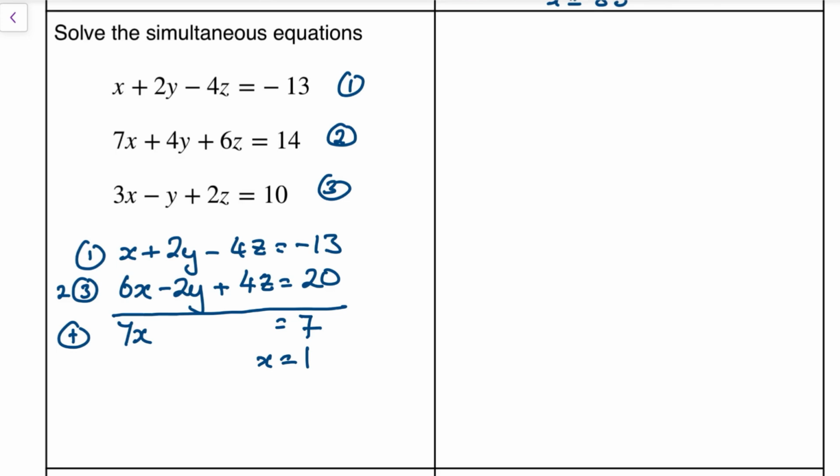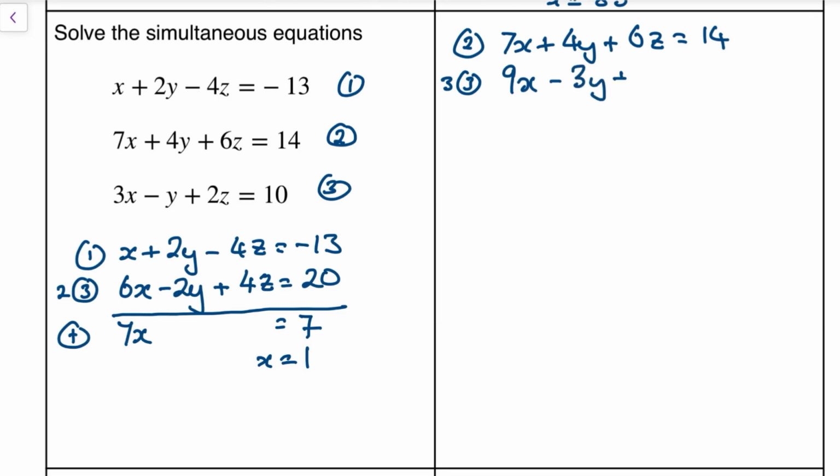So I've done equation 1 and equation 3, so I need to use equation 2 now. So let's do the same thing again, and I'm going to write out equation 2, which is going to give me 7x plus 4y plus 6z is equal to 14. And then I'm looking at the z's again. So 6z and 2z, so I'm going to multiply equation 3 by 3, which is going to give me 9x minus 3y plus 3 times 2 is 6, 6z is equal to 3 times 10, which is 30.